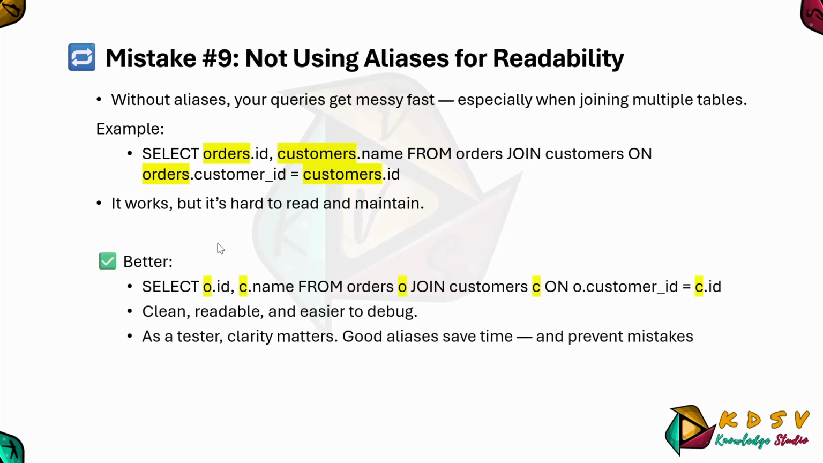The better way is to use an alias for the orders table. Here I'm creating the alias O, and for the customer table I'm creating the alias C. You can use SELECT O.id and C.name wherever you want to specify the column names. It will be clean, readable and easier to debug. As a tester, clarity matters. Good aliases save time and prevent mistakes.